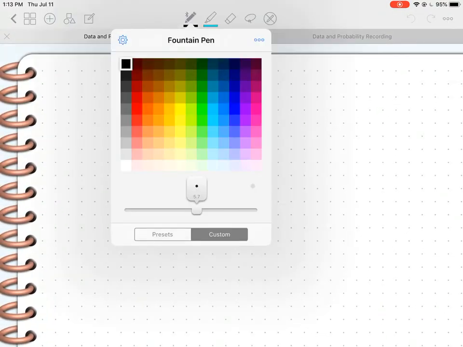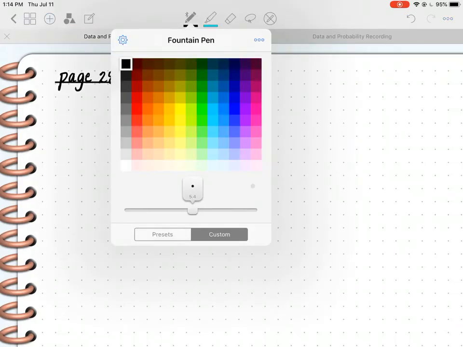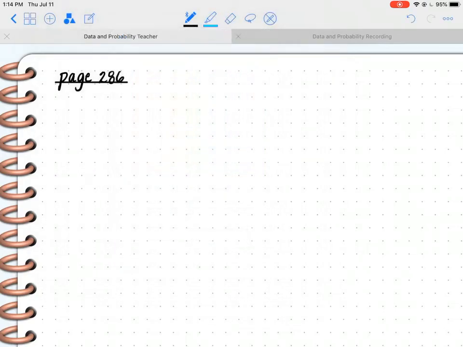So let me get a pencil. Page 286. And I'm going to reduce the size of this pencil just a bit. And we're looking at question number 1. Directions are to choose the answer to each question. Number 1, which statement is true about the data set below? And I won't even read the answer choices just yet.